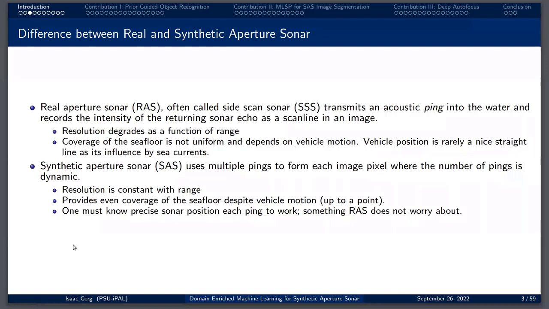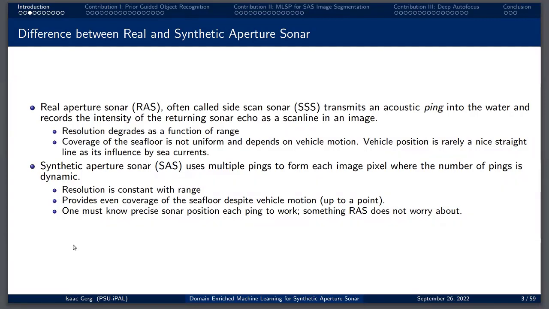con of it is that the resolution is going to degrade as a function of range, because I'm going to have spreading loss. So as I see farther out in range, my azimuthal resolution cell is going to enlarge. And also, if the vehicle is traveling through currents, it's going to be sloshing around. It could be yawing, it could be pitching. What's going to happen is I may not get uniform coverage of the area that I'm trying to survey, because I'm just not acoustically sonifying that.